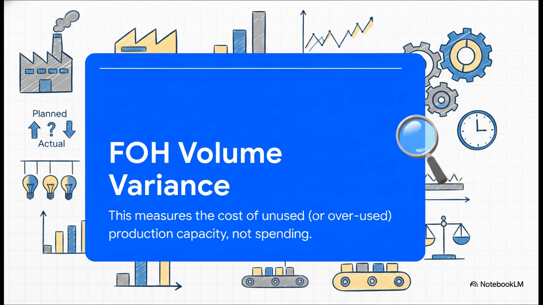Okay, this one isn't about spending too much money or being inefficient. It's about using your factory space. Think of it like this. You pay rent on a huge factory because you're planning to make 10,000 units. But what if you only end up making 8,000? You didn't overspend on your rent check, but you definitely had a lot of expensive, empty space just sitting there. This variance measures the cost of that unused capacity.